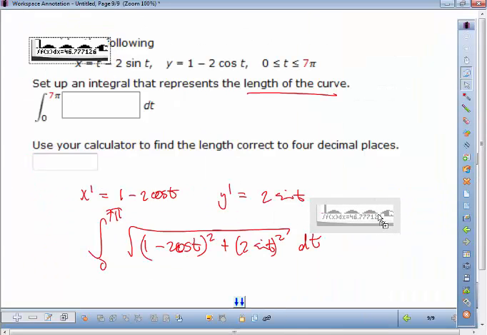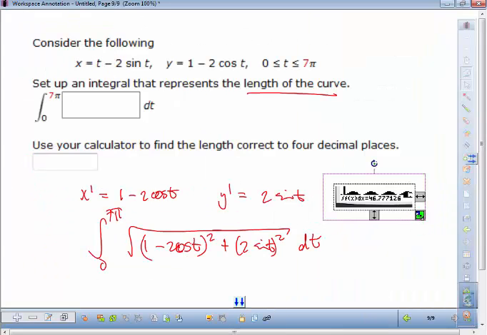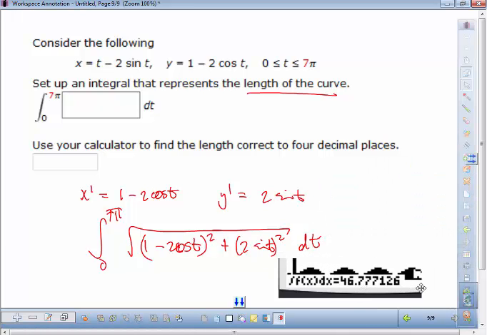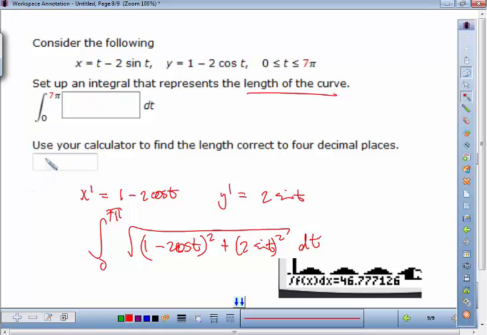Of course, you can use Wolfram Alpha as well, but during a test, you can't use Wolfram Alpha. So if you're going to have to do something like this on the exam, you might want to get used to using your calculator. Okay. Any questions?